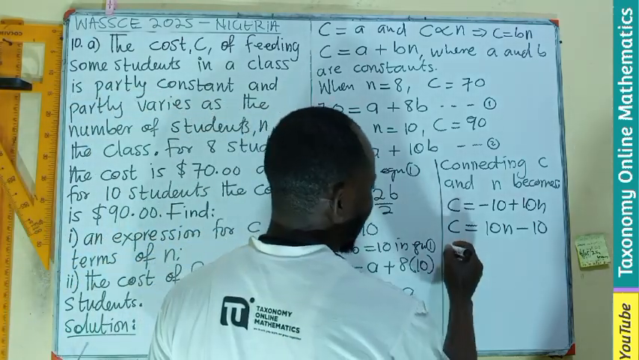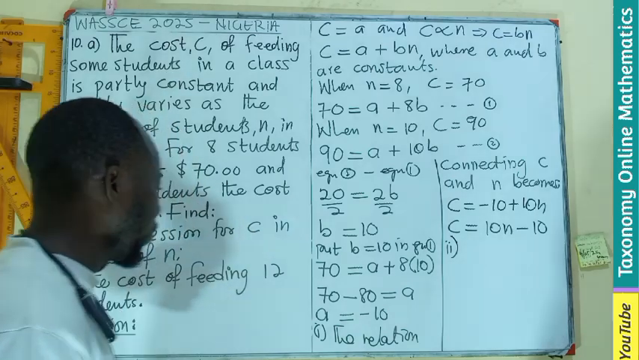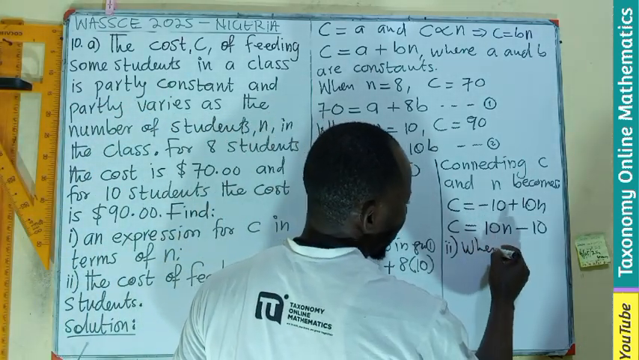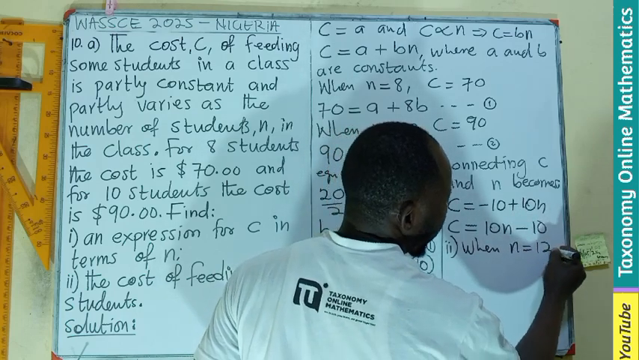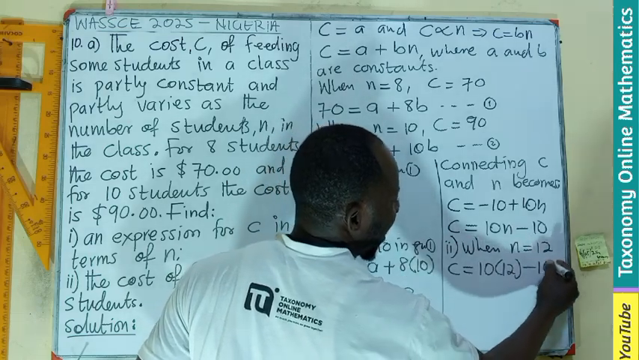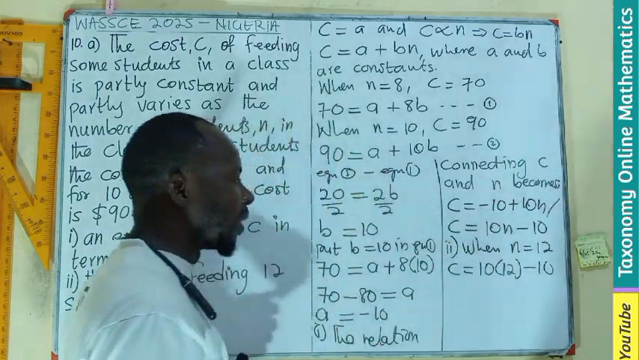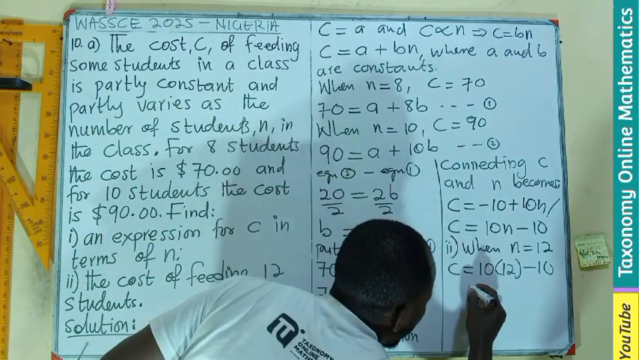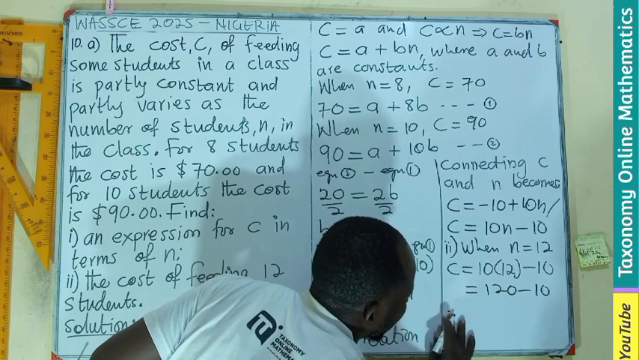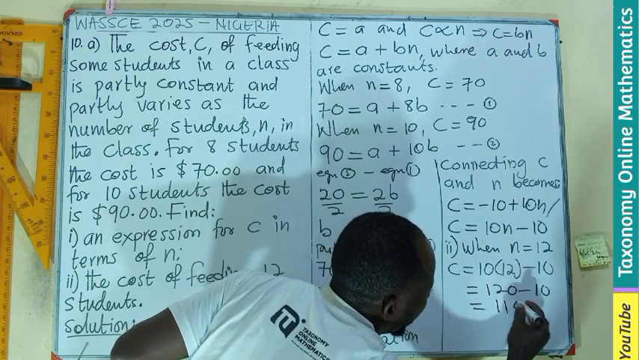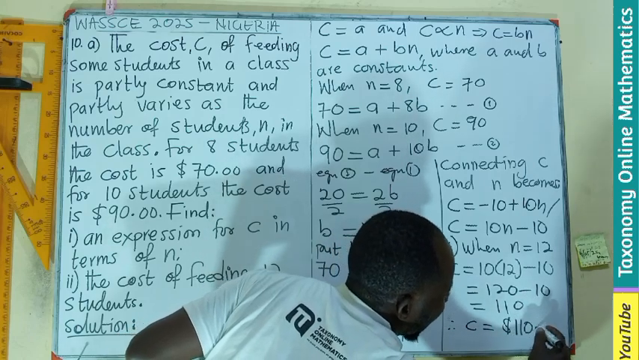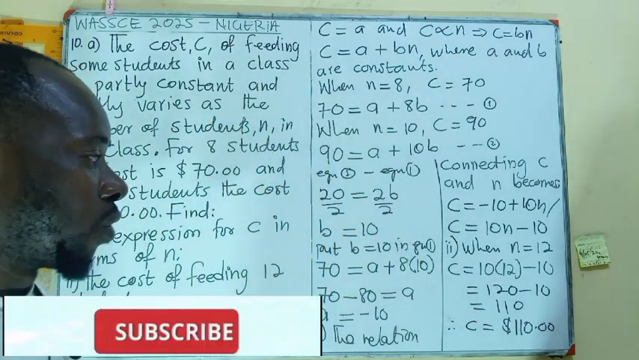Then for the second part of the question, we are asked to find the cost when the number of students increases to 12. So we can say that when N equals 12, C becomes 10 times 12 minus 10, picking from the second relation. And that is going to be 120 minus 10. And the cost, therefore, equals 110. Therefore, the cost is going to be, in terms of dollars, 110 dollars. That is the cost of feeding 12 people.